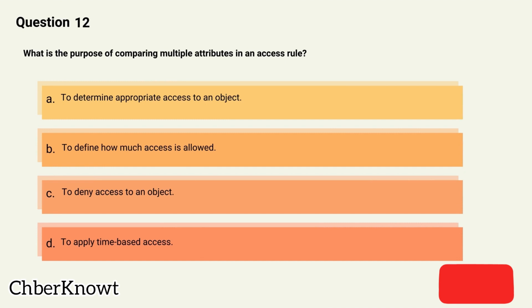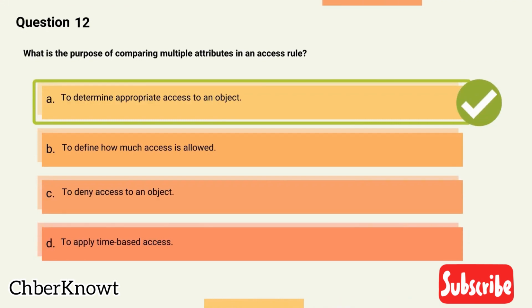Option A. To determine appropriate access to an object. Option B. To define how much access is allowed. Option C. To deny access to an object. Option D. To apply time-based access. The correct answer is Option A. To determine appropriate access to an object.